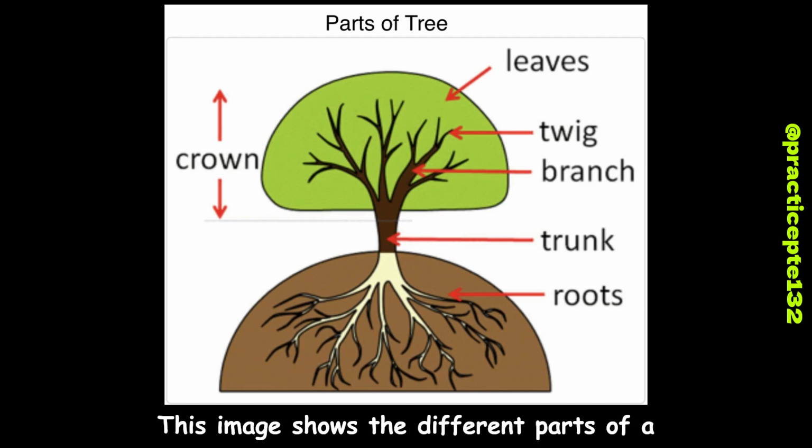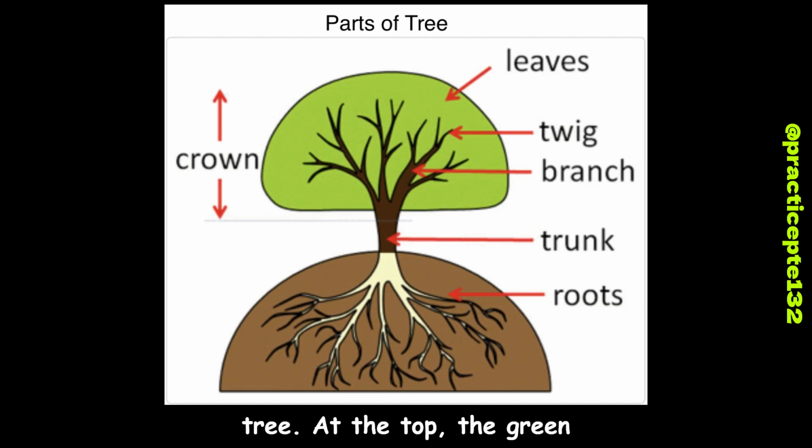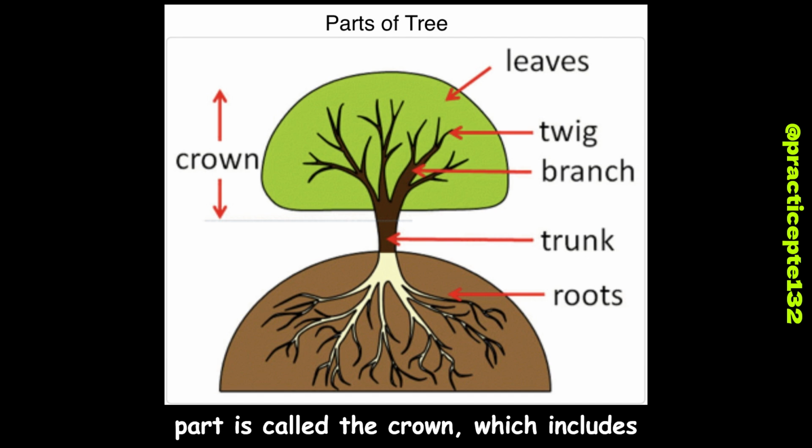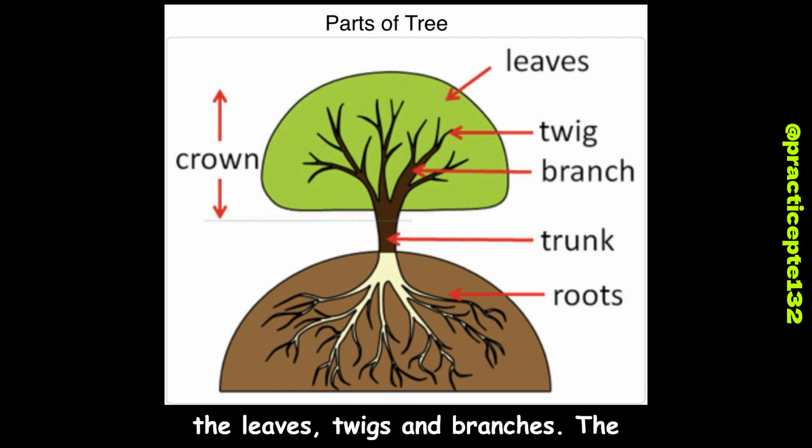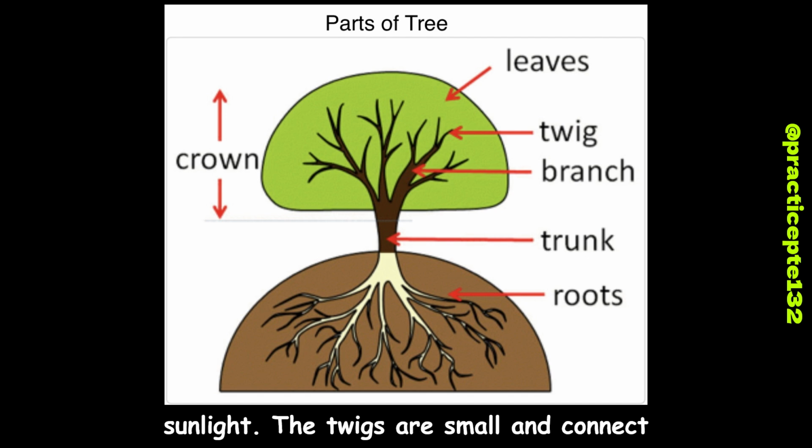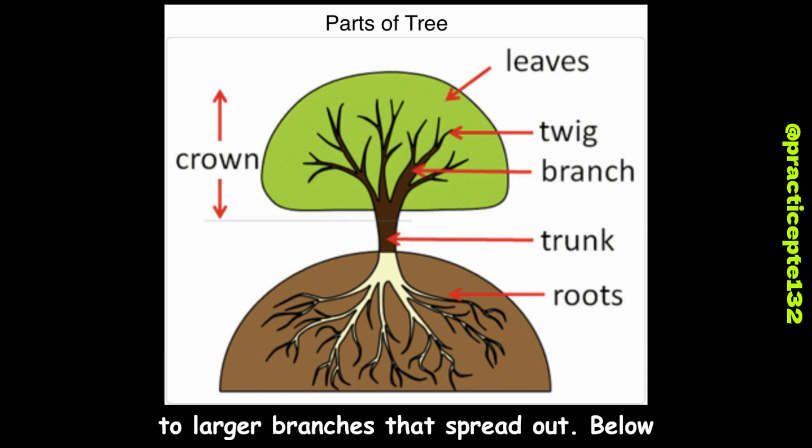This image shows the different parts of a tree. At the top, the green part is called the crown, which includes the leaves, twigs, and branches. The leaves help the tree make food using sunlight. The twigs are small and connect to larger branches that spread out.